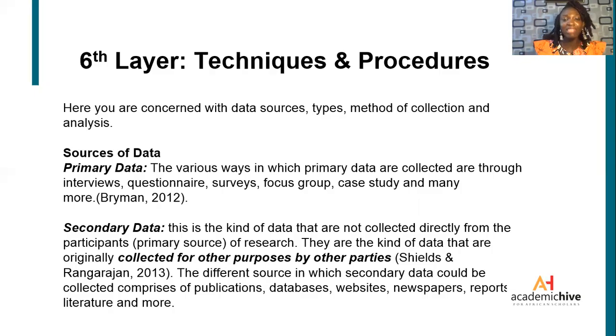So secondary data can come from databases, from publications, from website reports, from literature. But the difference is that primary is collected firsthand. Secondary is when you're using data that was not collected directly by you. Someone else had already collected that data, and you're using data that was already collected by another party.